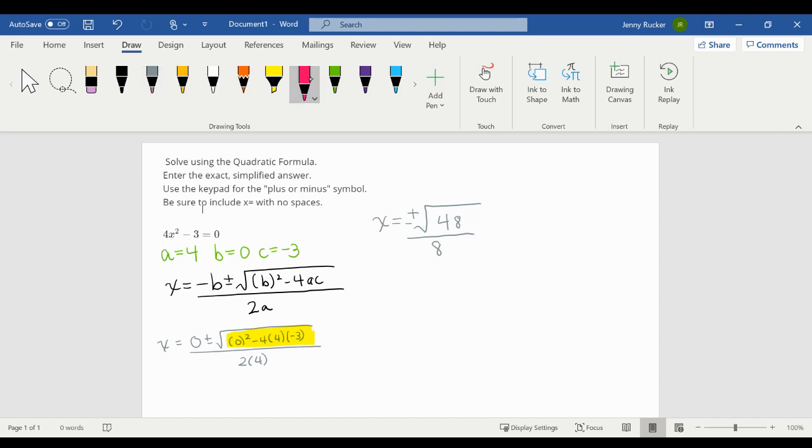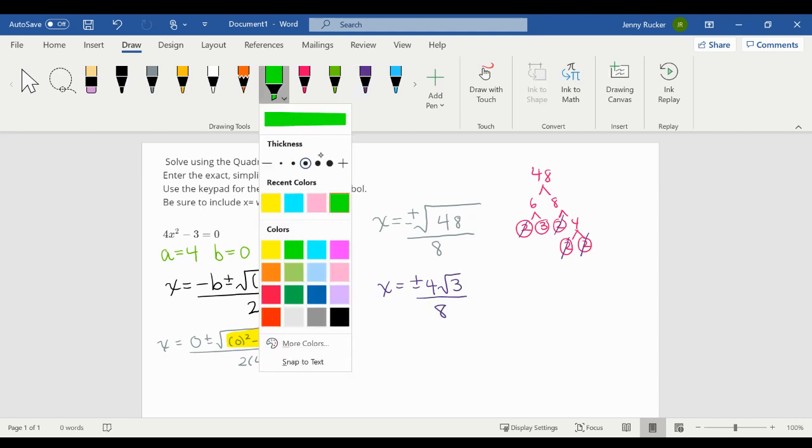Now we need to do a factor tree to break down 48. So we could do 6 and 8, which would be 2 and 3, or 2 and 4. Break down our 4 into 2 and 2. So when we have 48, it looks like we're going to have a set of 2's and another set of 2's. So that'll make plus or minus 4 square root of 3 over 8.